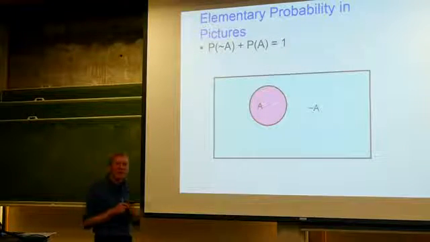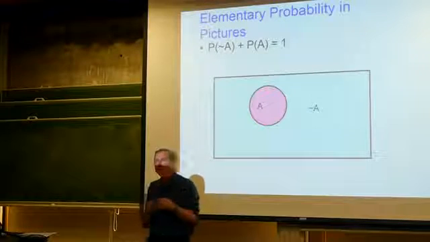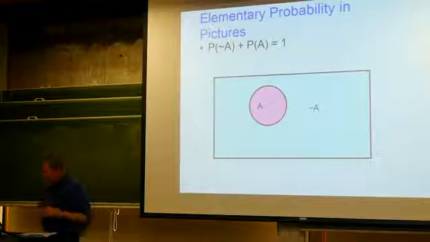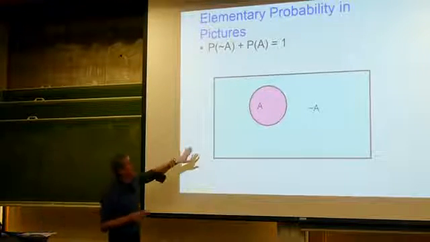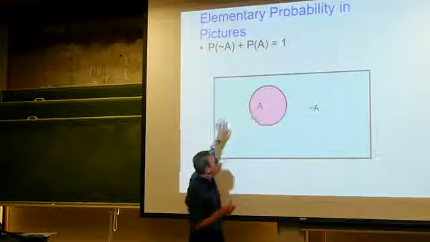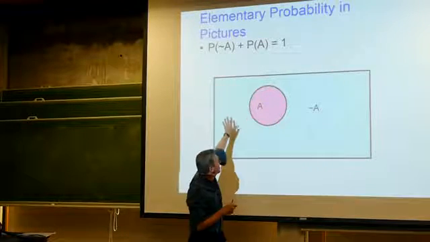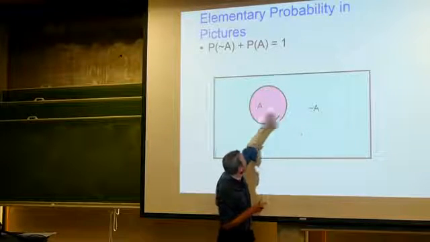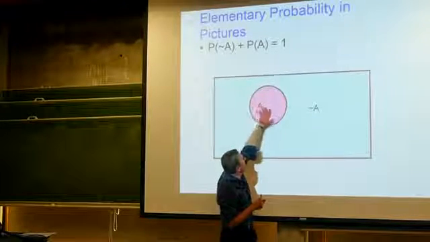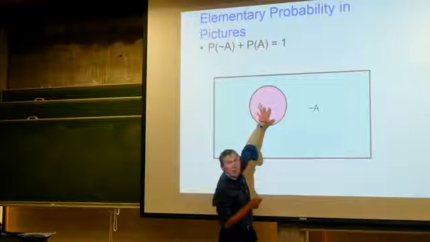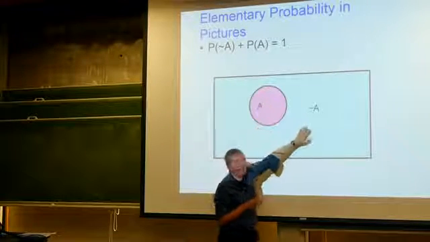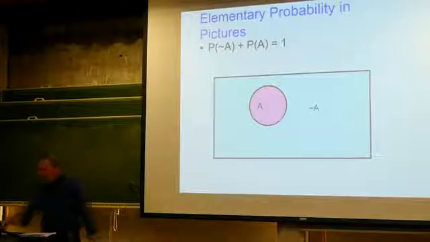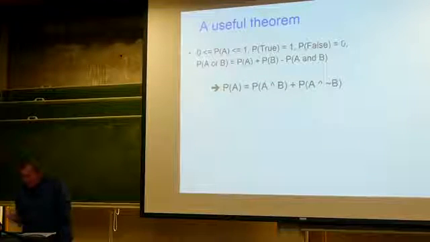Many of the intuitions behind probability formulas follow from these kinds of Venn diagrams. Again, if we think of a random variable like A, here's the sample space of possible worlds. A could be true or false. This area gives the probability that A is true, and this area that it's false.